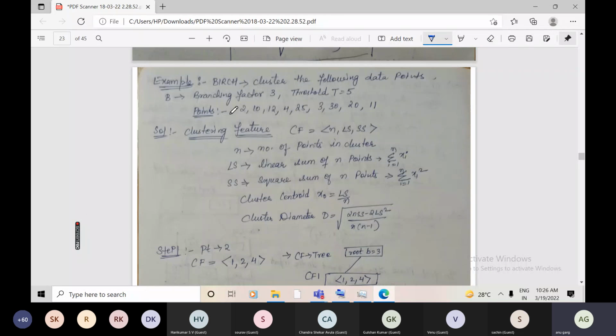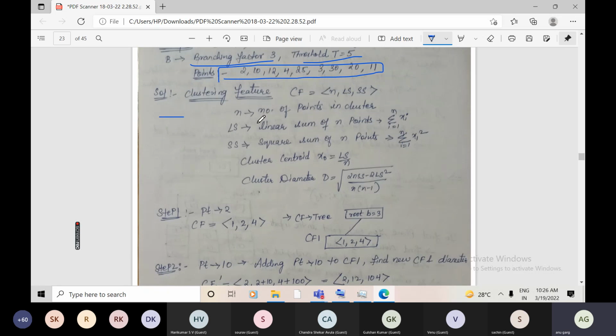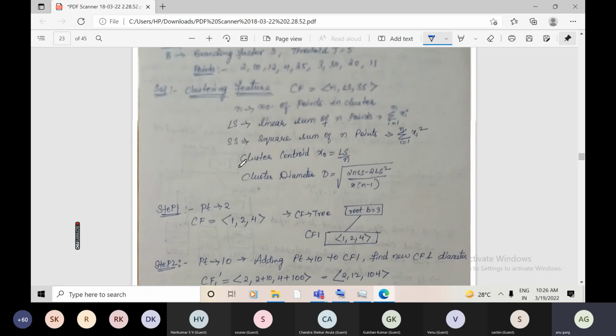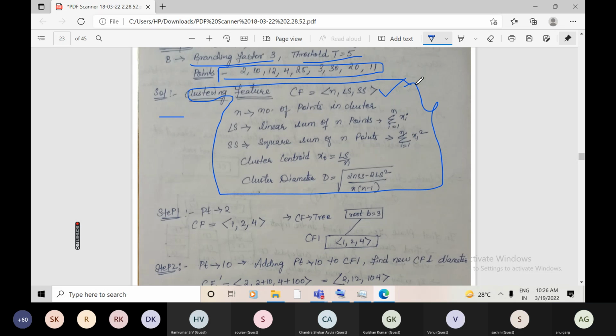Now in this we have to cluster all these points, and they have given us the branching factor and threshold value. Step 1: you first have to form a clustering feature vector. I have written some formulas here, so you can make use of these. N is the number of points, LS is the linear sum, SS is the sum of squares, and this is the cluster centroid, this is your cluster diameter. Only these formulas we will make use of in the problem.